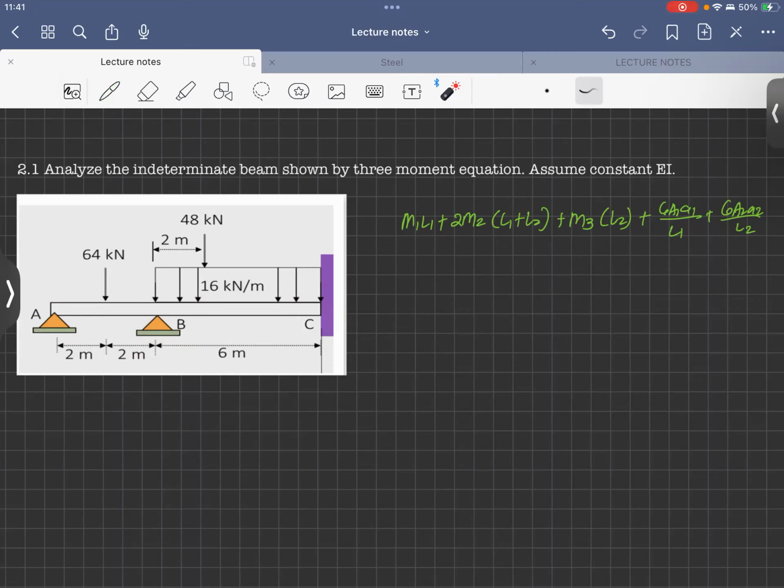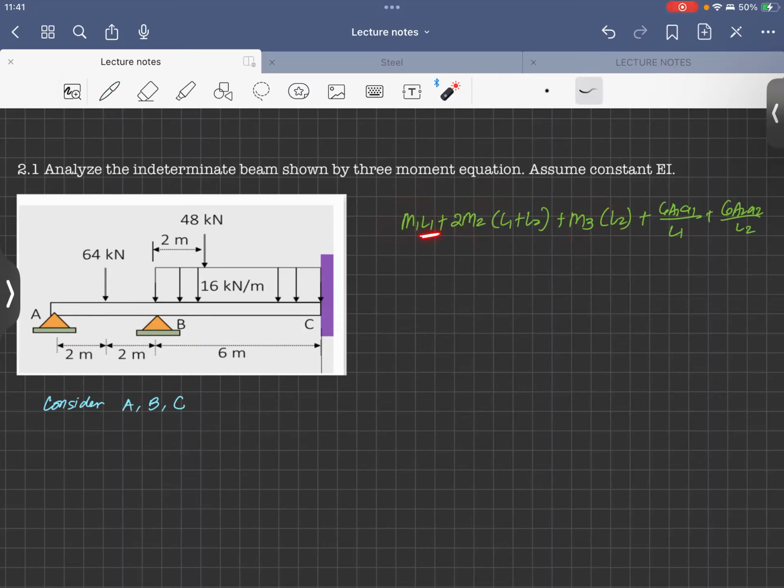So that these 3 are the 3 points along the beam. So mamark ko siya, no? So let's write here, let's consider A, B, and C. So we are going to replace yung M1, M2, M3 with MA, MB, and then MC.